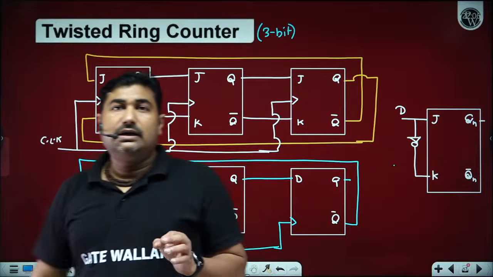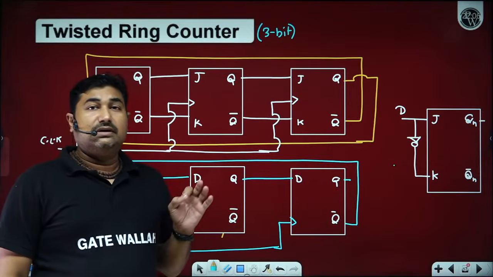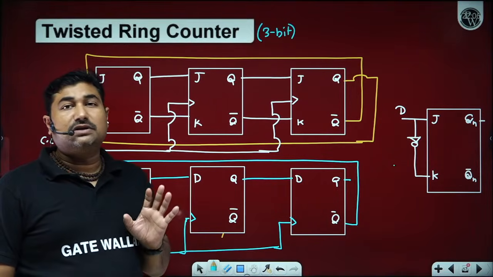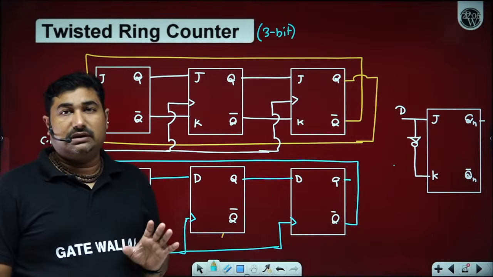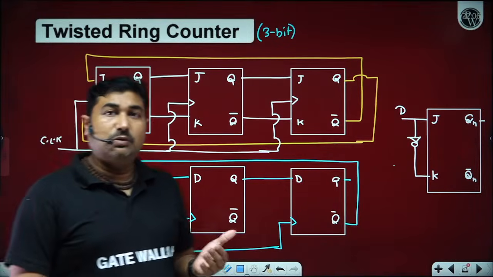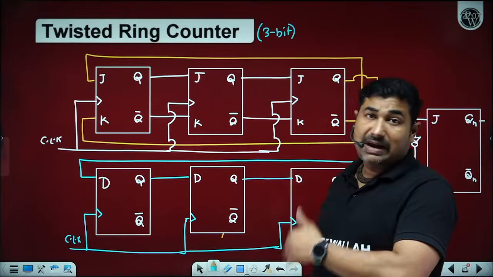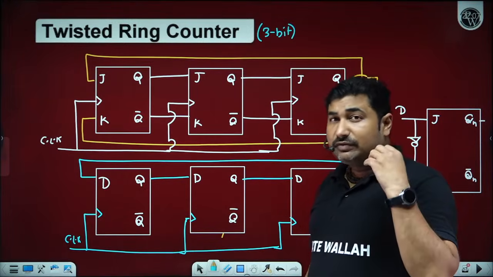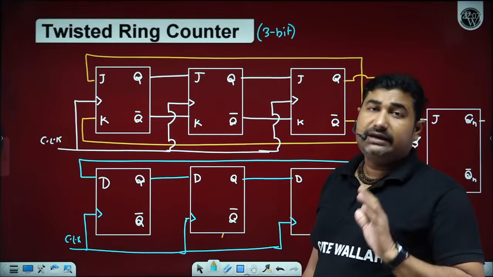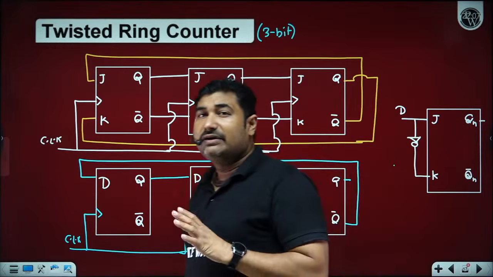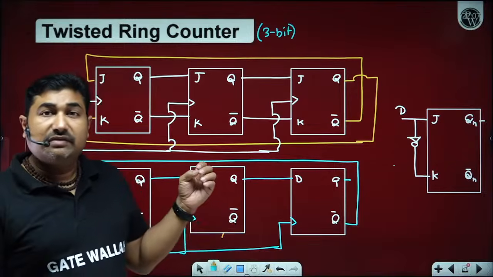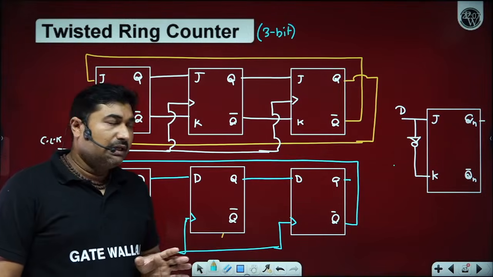Now, one demerit of the Johnson ring counter is lockout, and during lockout your counter may be present in some unused state, so it will not return back to its characteristic even if you apply the clocks again and again, and that happens because of the different propagation delays of the different flip-flops. Is it okay? Yes, sir.